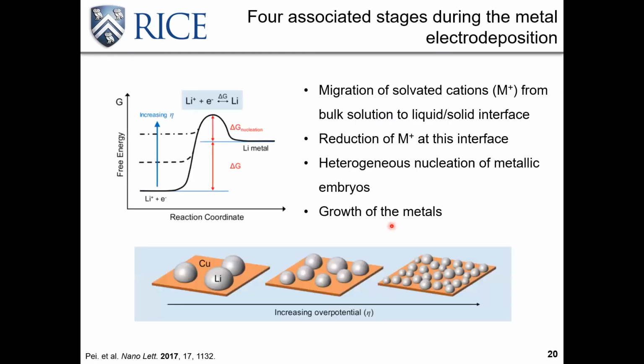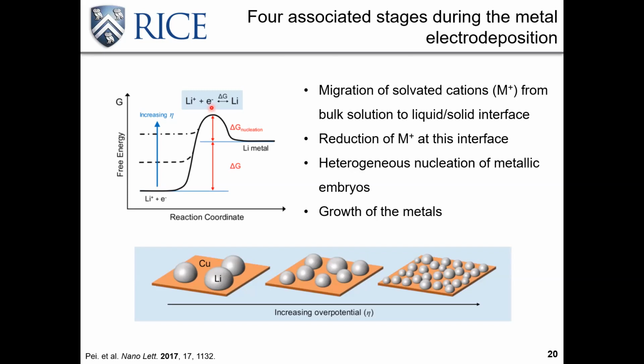So to better control this metal electrodeposition, we should know how it works. Generally, there are 4 associated stages. At first, the solvated metal cations move from the bulk solution to the liquid-solid interface, and they are reduced at the interface. This reduced atom further causes the heterogeneous nucleation of metallic embryos, and at last, the metal starts to grow. Previous studies have shown that as the overpotential increases, the nucleation density also increases and the size of the nuclei decreases. This can be explained by the free energy change, as you can see here.